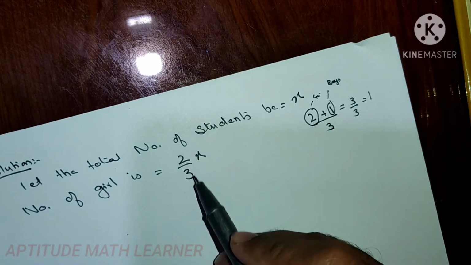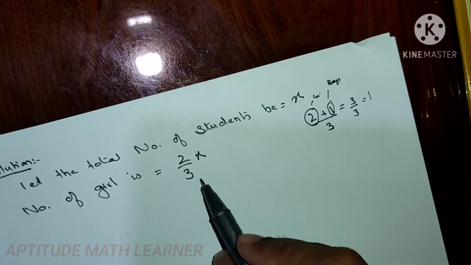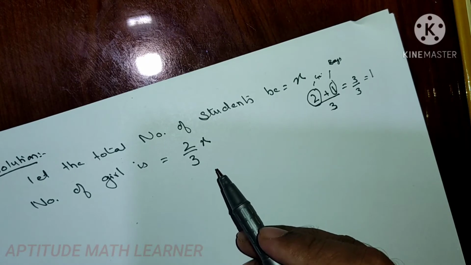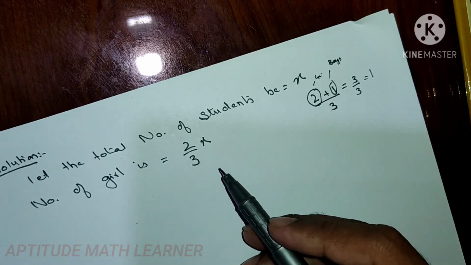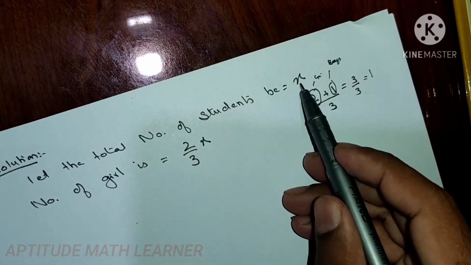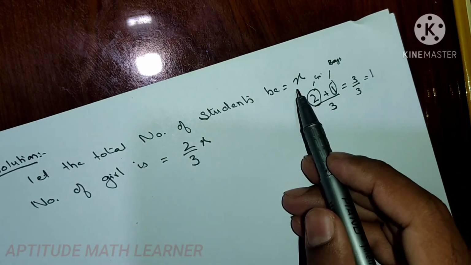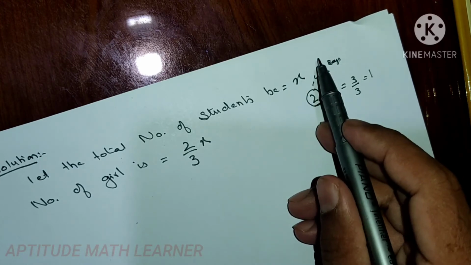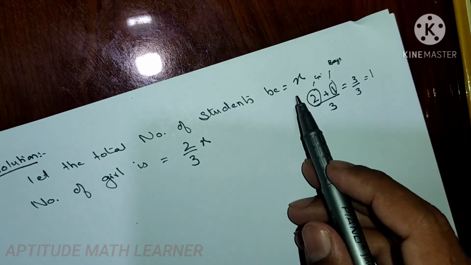It means this twice the girls is out of the total we supposed. So this is the main thing which you have to understand. The number of girls is twice, out of the total number of students. This x means that this is the total number of boys and girls studying in the college.